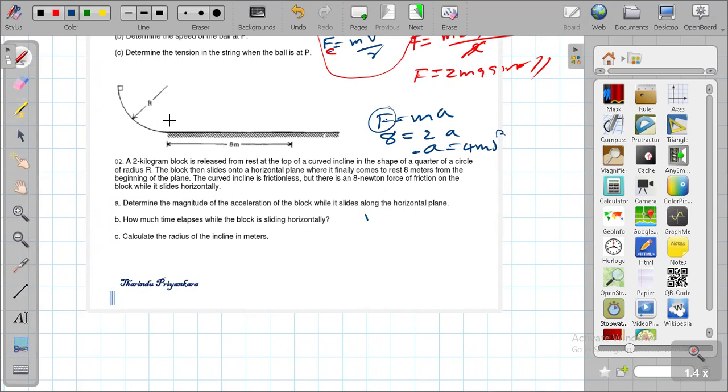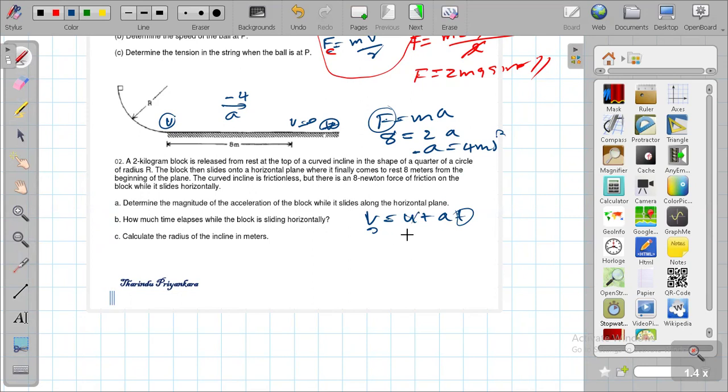We don't know the V. Finally, it comes to 0 here. Acceleration is -4, and distance is there. V equals U plus AT, but time we don't know. Sorry, time is the one we have to find out. V is 0, but U we don't know.